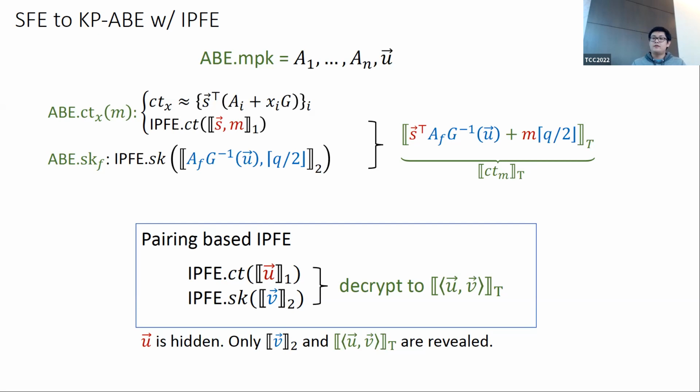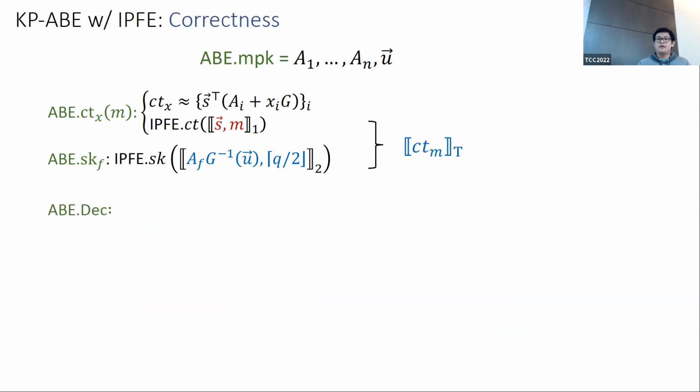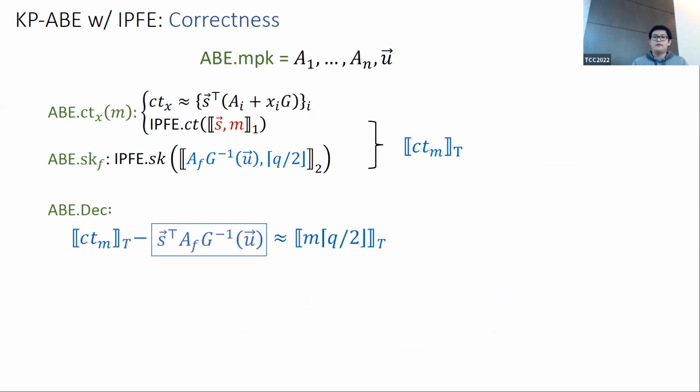And note that the decryption result of this IPFE lives in the exponent of the target group instead of in the clear. Now to verify correctness, we follow the previous procedure. First, we run eval CT to get the blue box term, and then subtract it from the CTM term. But the difference is that now the CTM term and hence the recovered message live in the exponent of the target group. And to recover it in the clear, we need to be able to compute discrete logarithm.